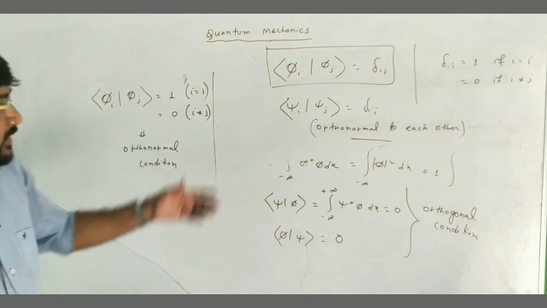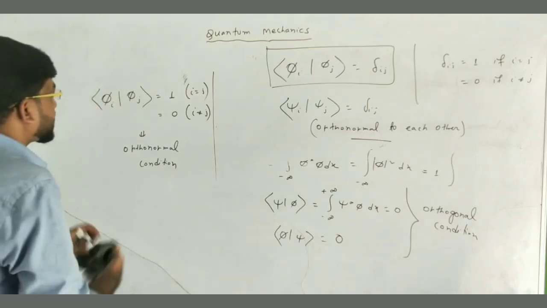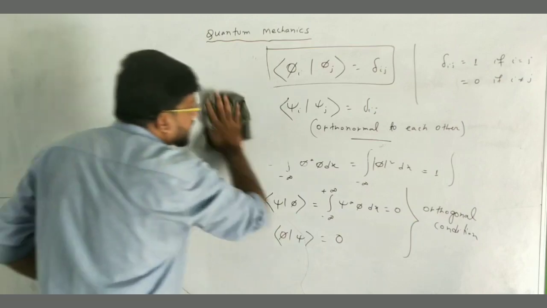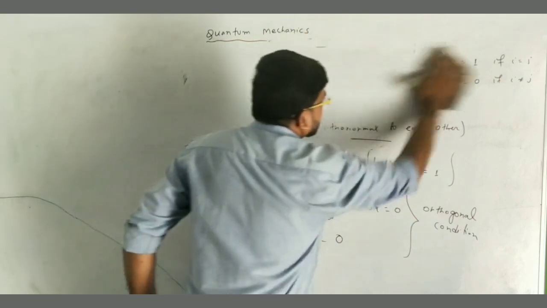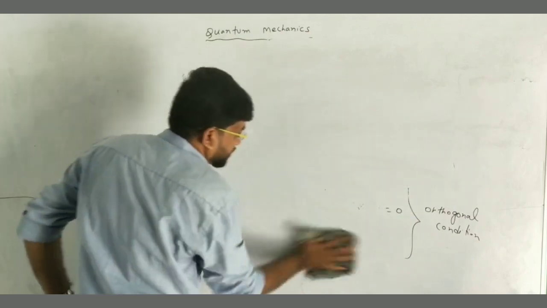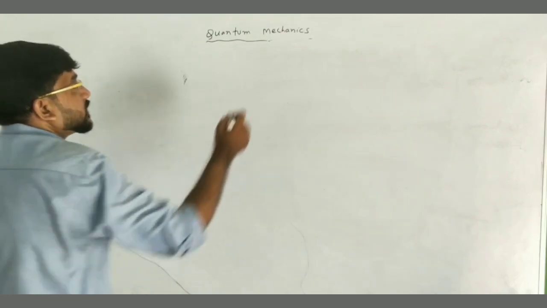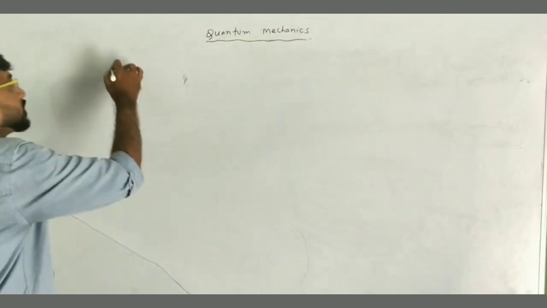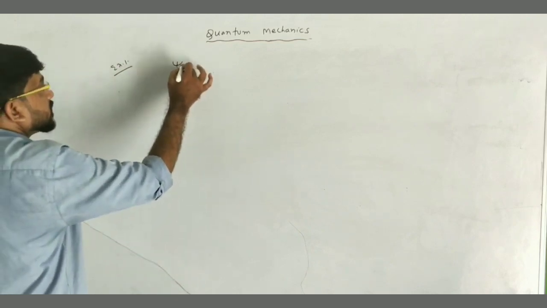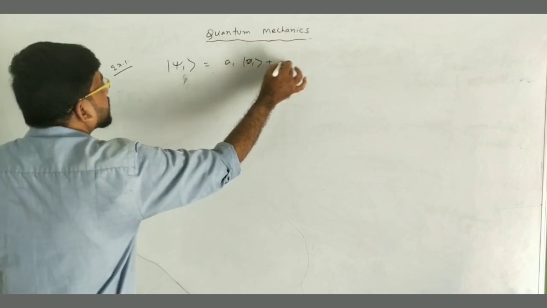Now, let us take one example such that you can understand this property. Okay. Suppose we have two wave functions psi 1 and psi 2, and we have to find the condition for orthonormality. One wave function, let me take as psi 1. So, this is our example. So, let us take psi 1 as a1 phi 1 plus a2 phi 2.